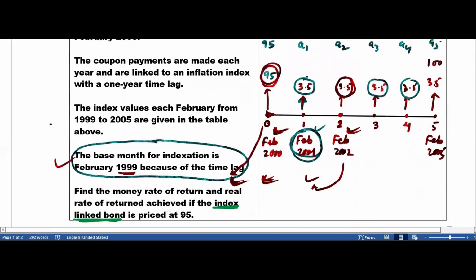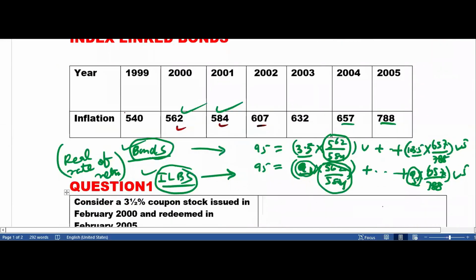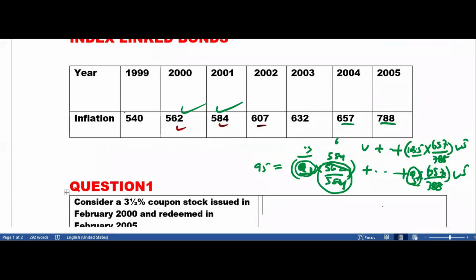Do you have any doubt now? Now, Palak, you answer. No, sir, you write here. Yeah, I'll write, because today's class is on index linked bonds. We'll find the real rate and money rate. We'll write the equation.